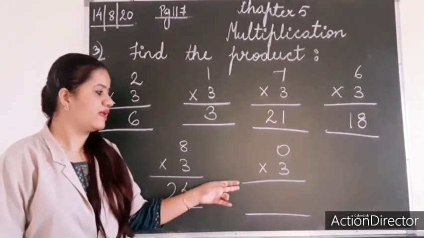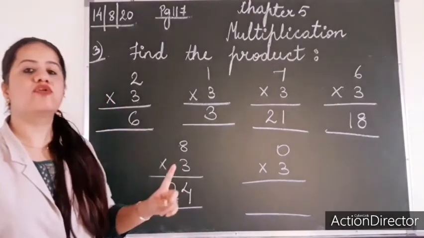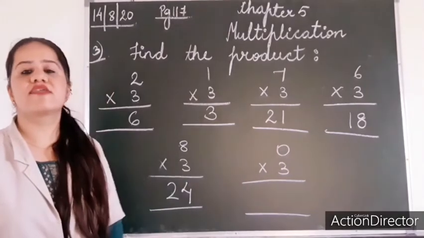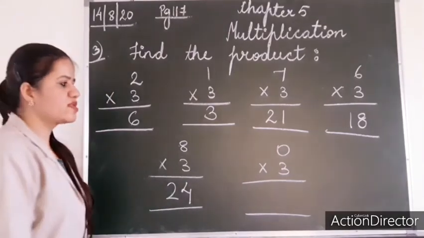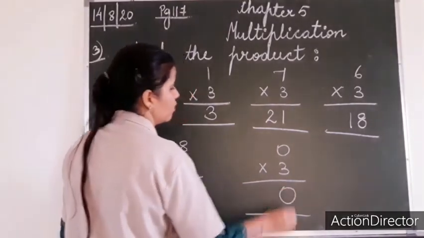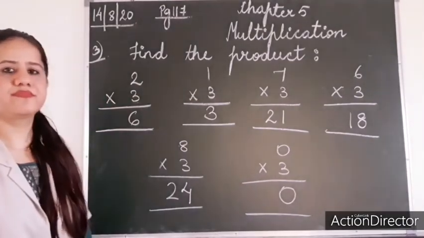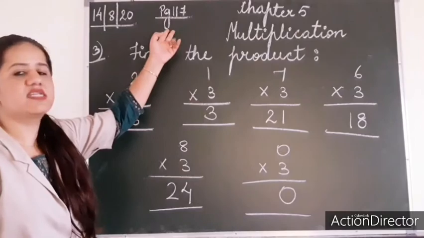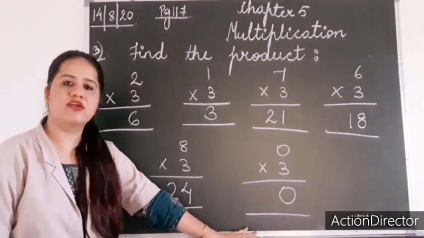Okay. Now, very important. Again, I told you any number, if it is multiplied by 0, the answer is always 0. So, 0 threes are 0. Okay. So, we have completed page number 117. You also have to complete it in your book.